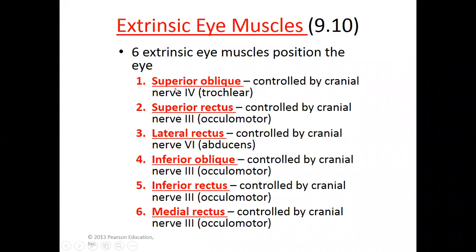So superior oblique is innervated by the trochlear nerve, cranial nerve 4. Superior rectus, inferior rectus, medial rectus, 3 of the 4 rectus muscles, and the inferior oblique are controlled by the oculomotor, and then the lateral rectus is controlled by the abducens.